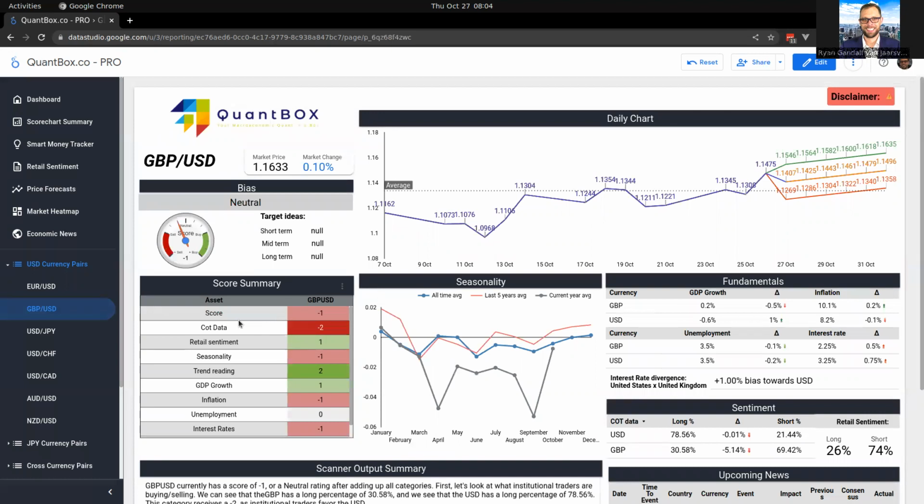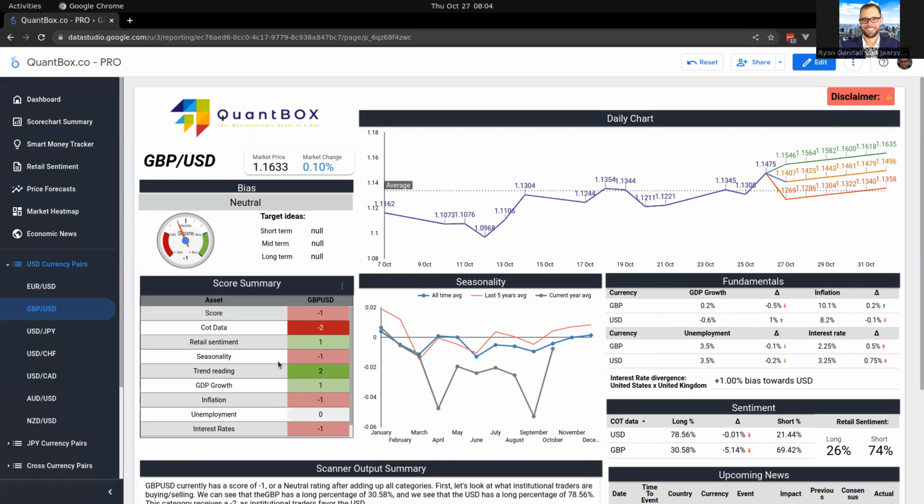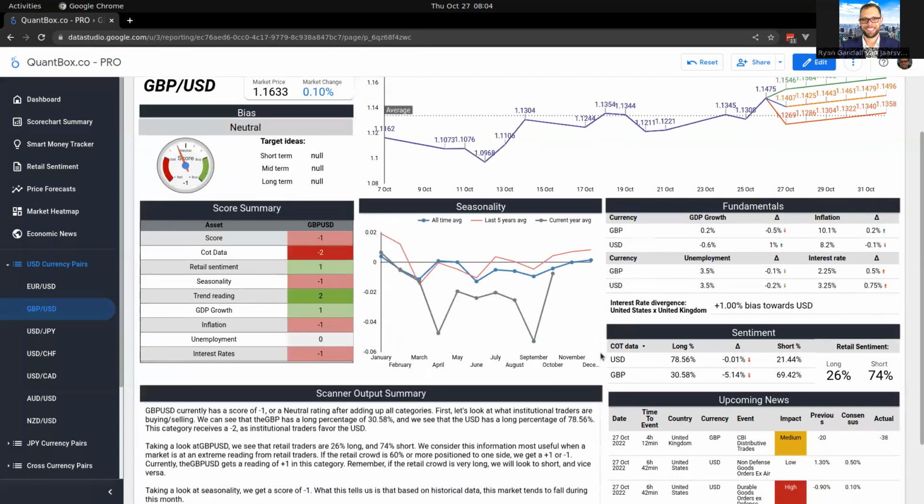And you can see here, COT data -2, seasonality -1, inflation -1, unemployment 0, and interest rates -1. So fundamentally, still bearish. However, retail sentiment is a positive, trend reading is a positive, and GDP growth is a positive. Has the market changed technically, though? We'll take a look at that in a moment.